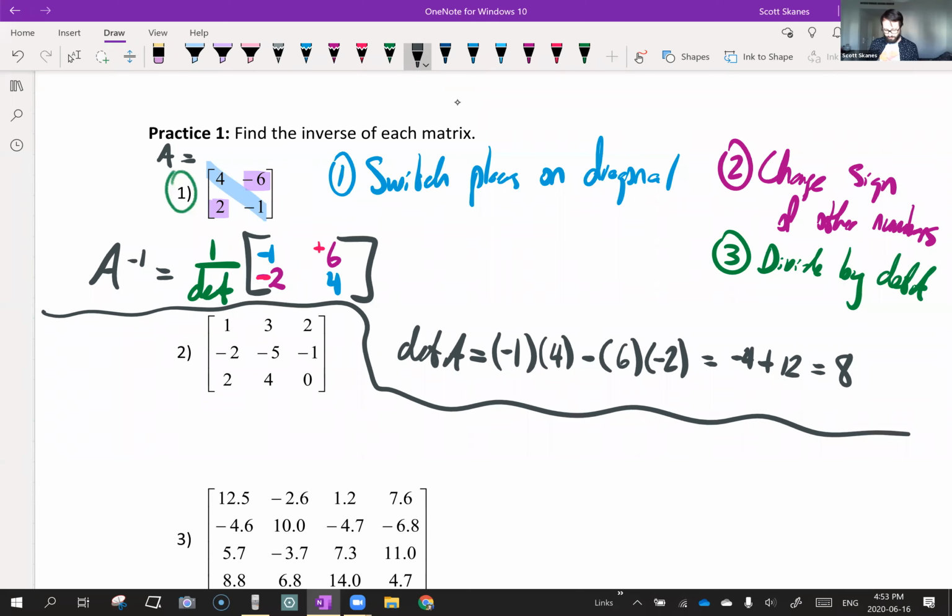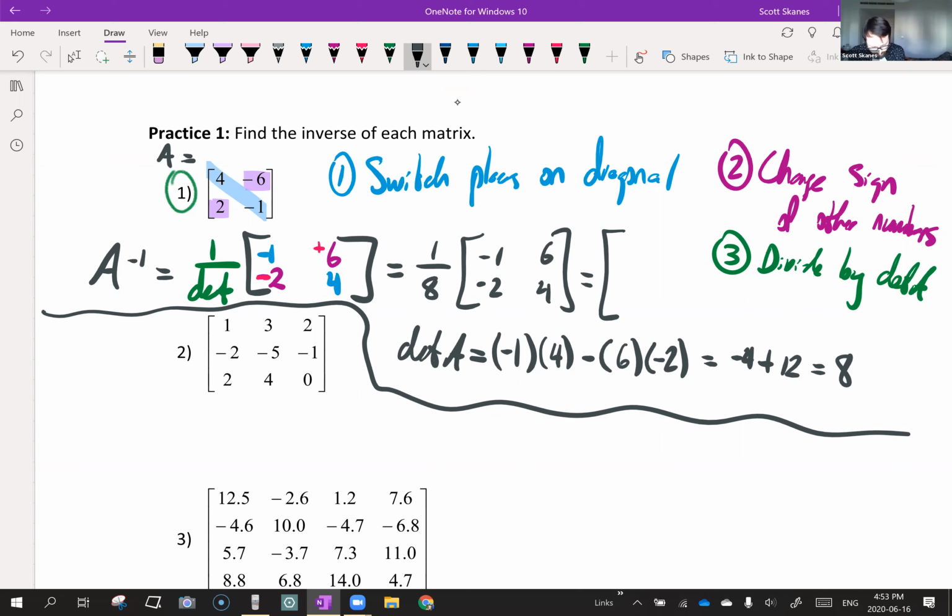Let me double check because Muhammad is saying -1. Okay. I'm not sure how you got it, but I think it's 8, yeah? So our determinant is 8. So we take every number here, -2, 6, and 4, and we divide every number by 8, and that's our answer.